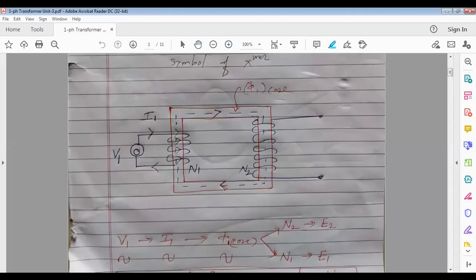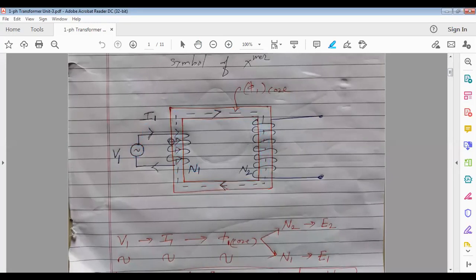So see here, what we have seen last time: when you apply AC voltage, AC current flows through the primary winding of N1 turns and it produces a magnetic field. Its direction you can find out by using the right hand thumb rule. Here flux will flow through the core in clockwise direction by applying the right hand thumb rule.